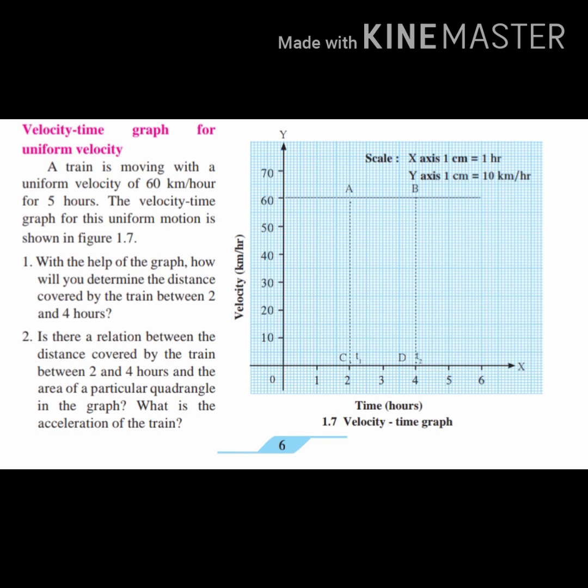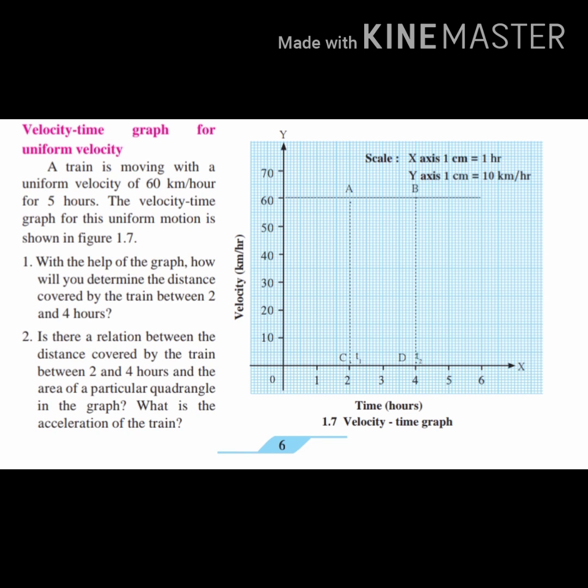The velocity with which the moving object, for example a train, is moving is 60 kilometer per hour. It is just not changing the velocity. If you see, it is going 60 kilometer per hour from when it starts, and after 5-6 hours it is still going at 60 kilometer per hour.